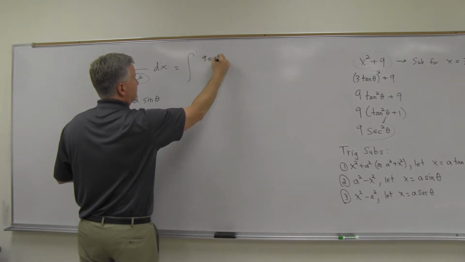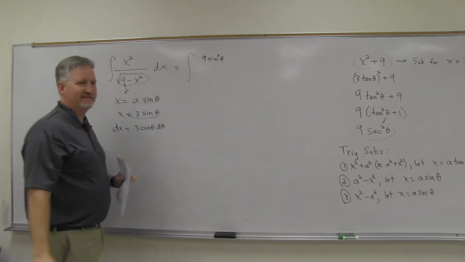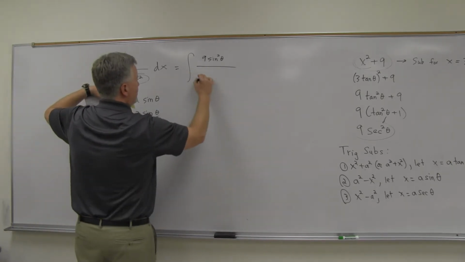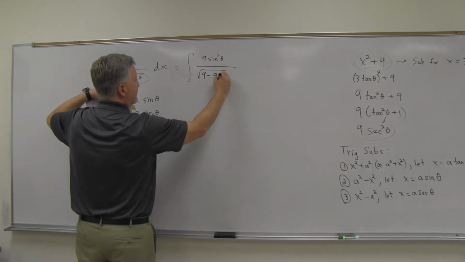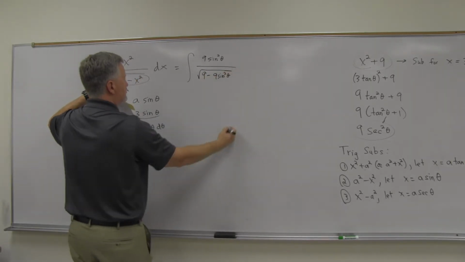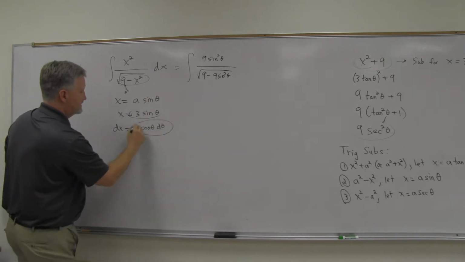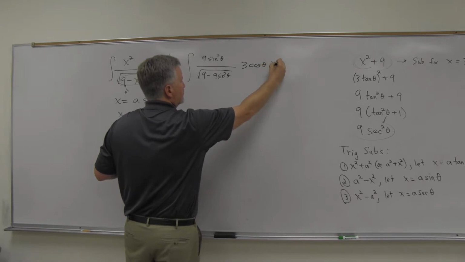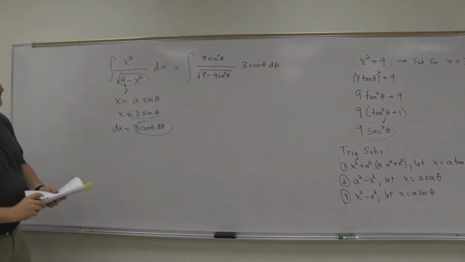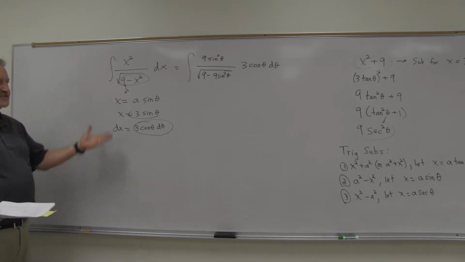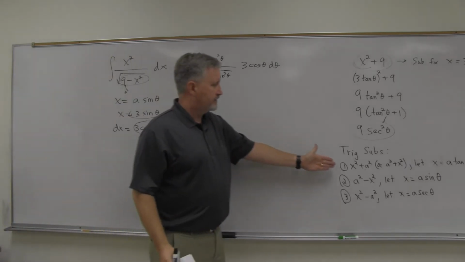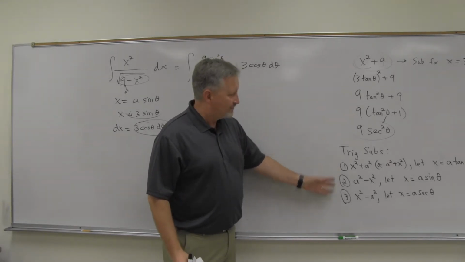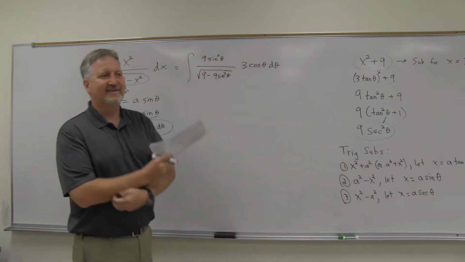Let's go ahead. These get long, so I'm going to save as many steps as I can. That's going to be 9 sine squared theta, right? Divided by the square root of 9 minus 9 sine squared theta. And then dx, like I said, is just 3 cosine theta d theta. So far, not bad, right? That little chart right there might be a good thing for your note card on the test.